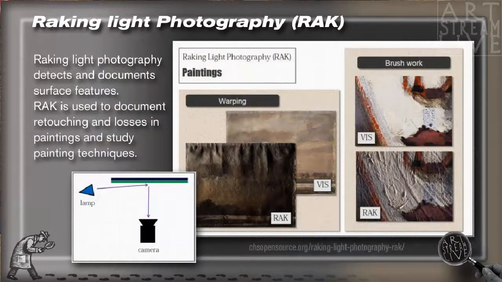Now, this is a neat idea. Raking light photography. And basically, it's just putting light at a low level to the surface. But what it's great for, it shows everything on the surface. Areas of retouching, losses. If the painting buckled, you'll see it with this. So you can look at brushwork, warping of a canvas. Got the little schematic there showing the low angle lighting. So it's a simple idea, but very effective for looking at surface conditions.